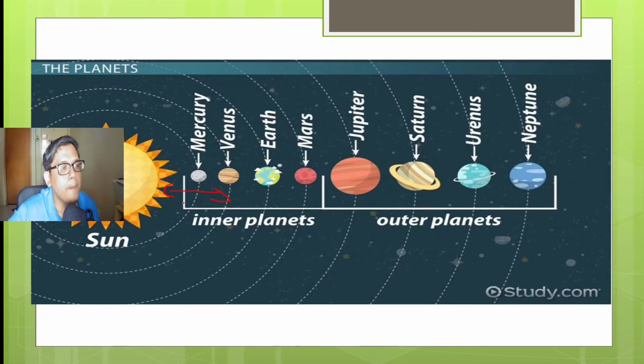But for the last three planets, Saturn, Uranus, and Neptune, because they're very far from the Sun, that's why they are cold. Very cold. You see, now I also feel cold. Okay, all right.